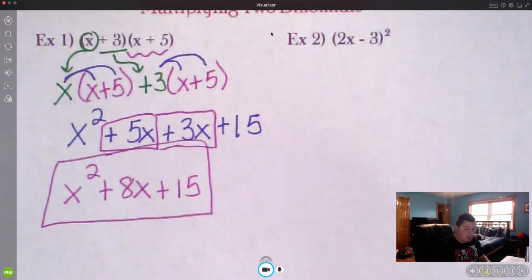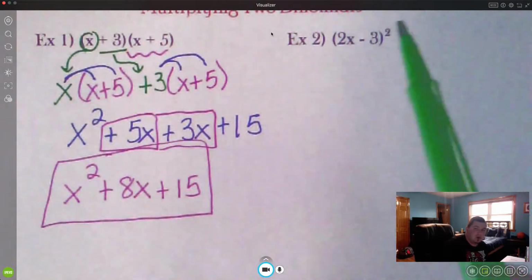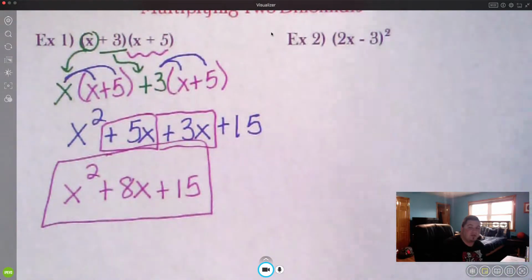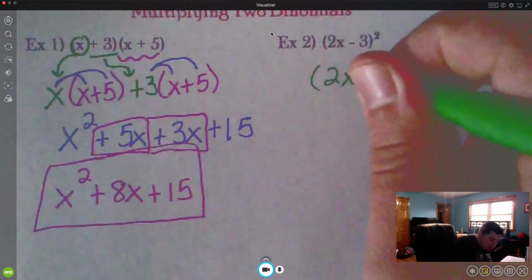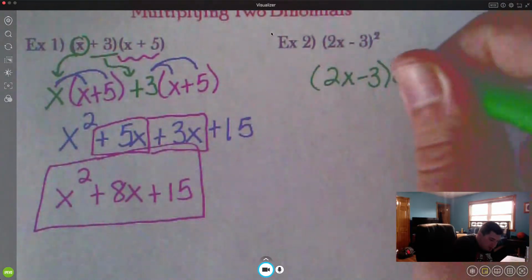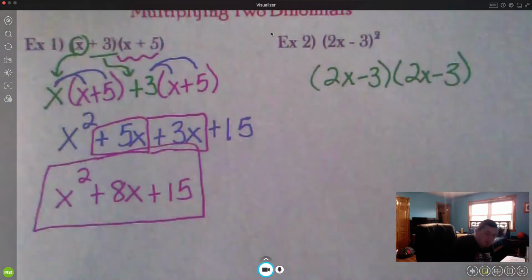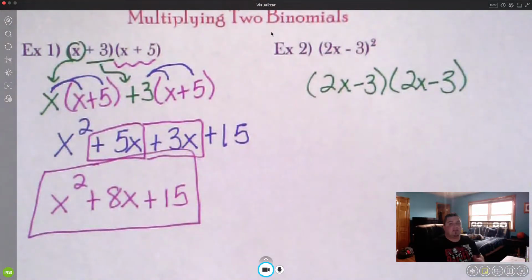Okay. Now squared is the exact same thing as what we just did. The only change is this says squared. We're not squaring the 2x. We're not squaring the negative 3. Squaring means itself times itself. So what this is really saying is we're taking 2x minus 3 times 2x minus 3. And now it looks exactly like the previous problem, and we're going to treat it the same way.